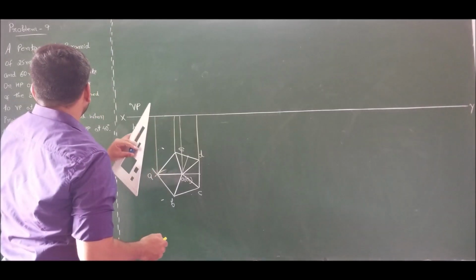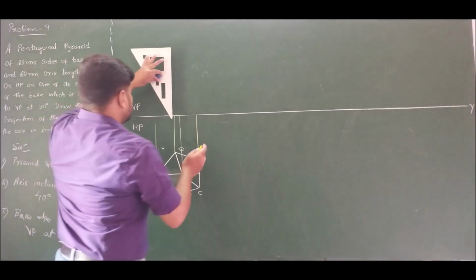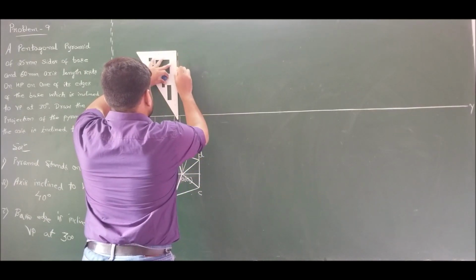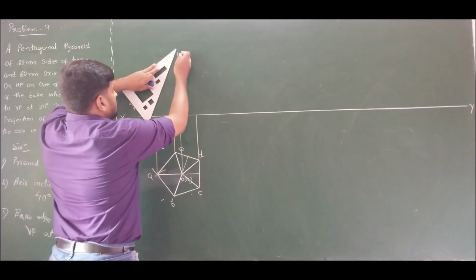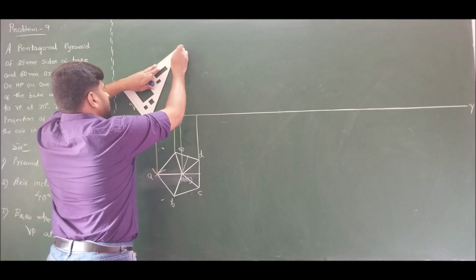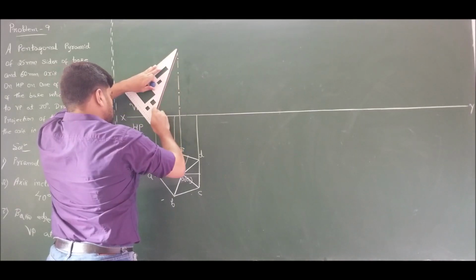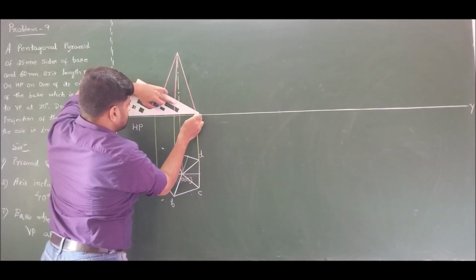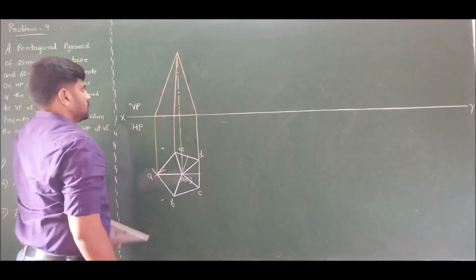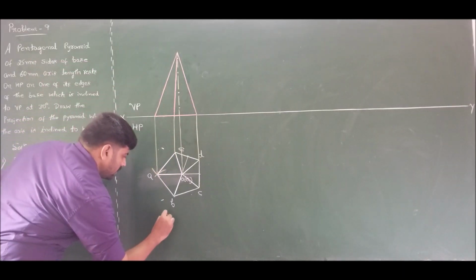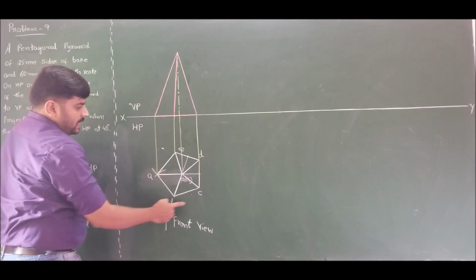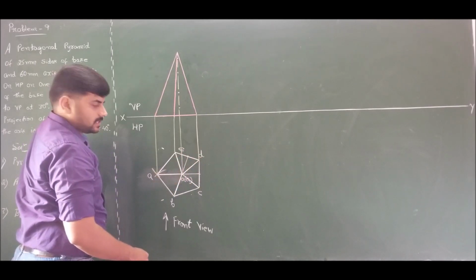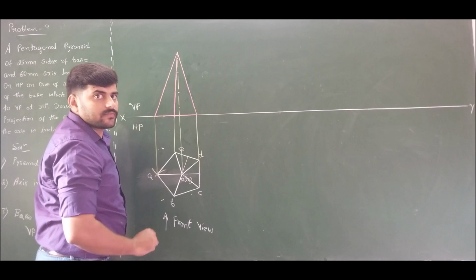Now the axis length is known to us, which is 60 mm. Draw the 60 mm axis length. Once you mark the axis, connect to the remaining corners from the apex of the axis. Finally, connect the base. In the front view, the observer will be here. To the observer, corners A, B and C are visible, whereas corners D and E are invisible corners, and the axis is always invisible in the front view.